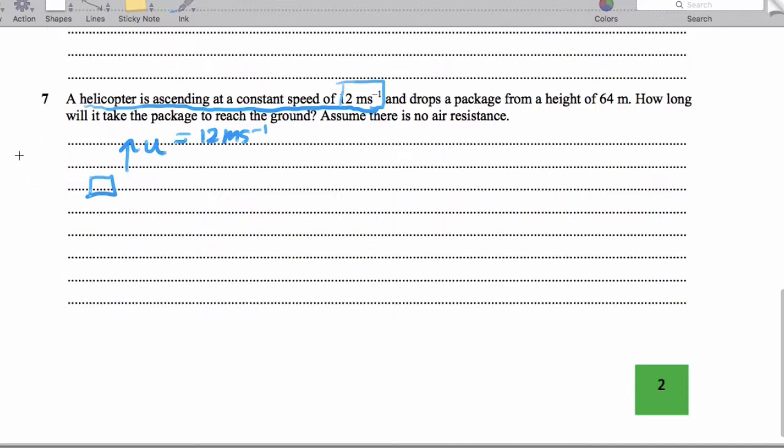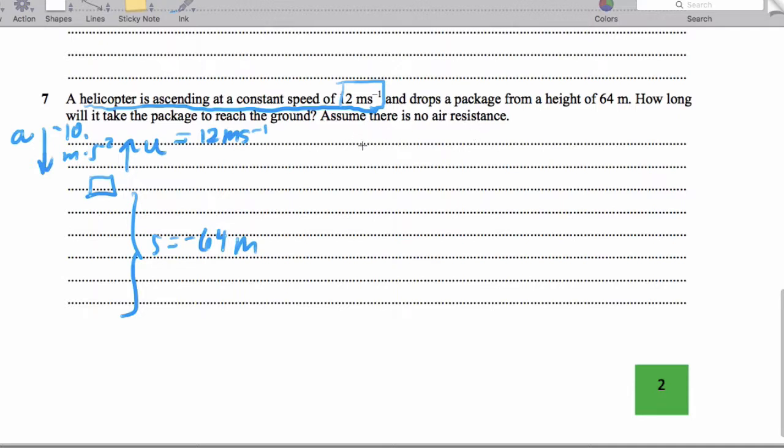-10 meters per second squared. And then here's the other thing. Since downward is in fact the positive direction, we're going to say our displacement is -64 meters. So what we want to do is figure out the time it takes the package to reach the ground.